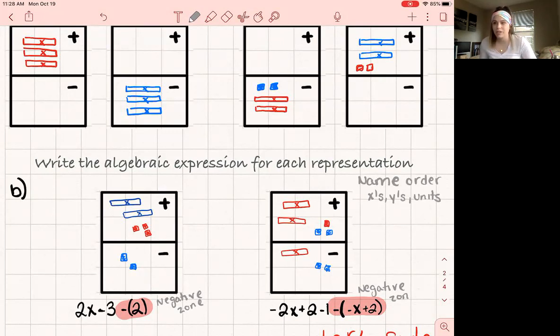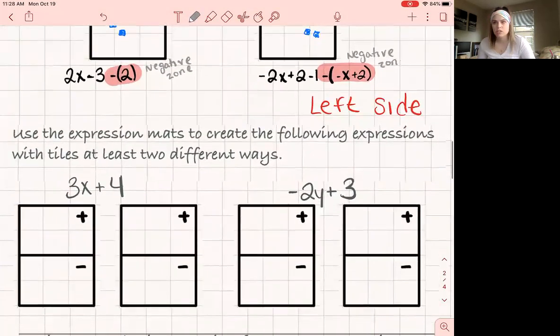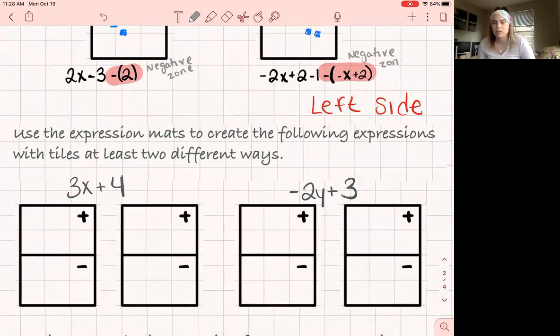All right, moving on to your left side of your notes. So basically, we're going to just redo practice problems that we did on the right side. So you need to copy the expression mats to create the following expressions in 2 different ways. So now you're doing this on your own. You need to come up with 2 different ways to do 3x plus 4 and 2 different ways to do negative 2y plus 3. I'll pause and let you do this, and then I'm going to ask you what you drew and draw those into my notes. So be ready to answer questions.